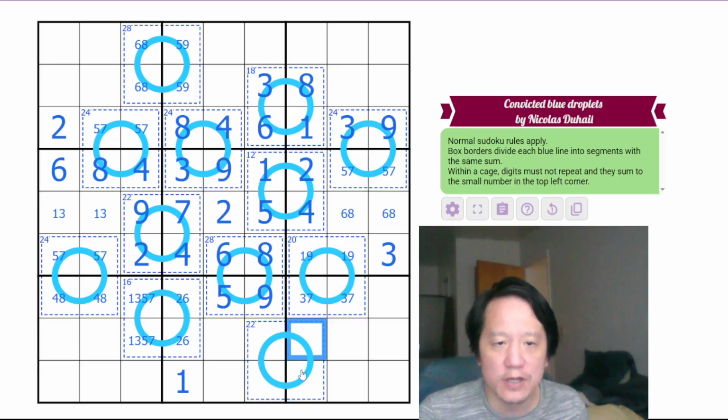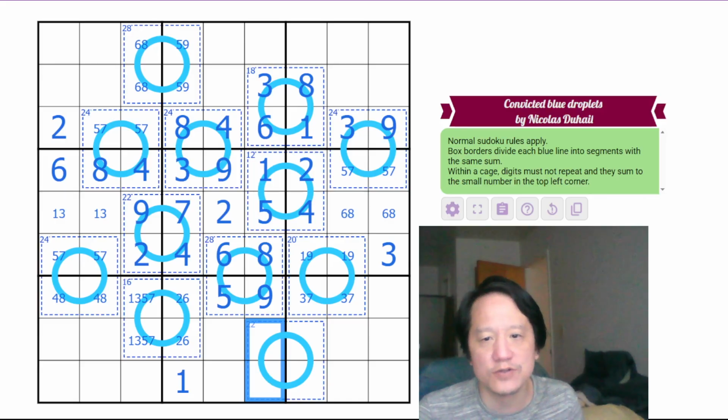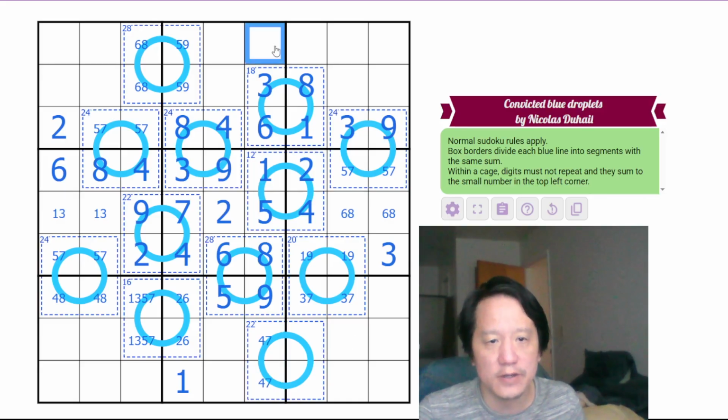These add up to 11. No 2, 9 here, no 3, 8 here, no 5, 6 here. It's 4, 7 as a pair. That leaves this as a 2. And remaining digits, 1 eliminates 1 here, so that's 9 and 1.